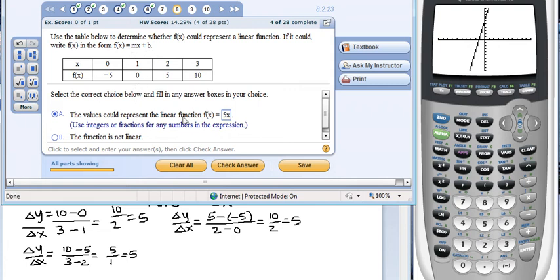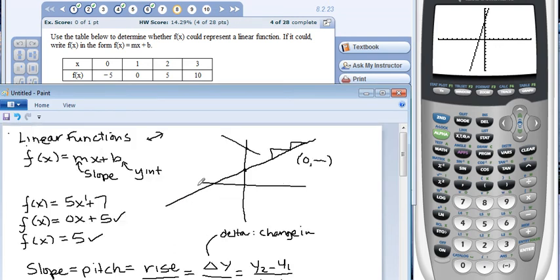The b was the, let's go back up here. The b was the y-intercept. What did I say about the y-intercept? I said that it's always 0 something. Remember, this is an ordered pair here.